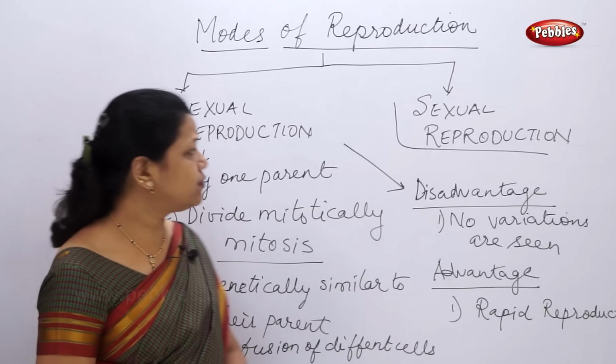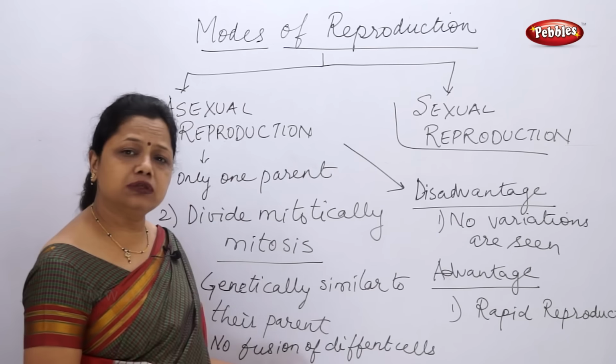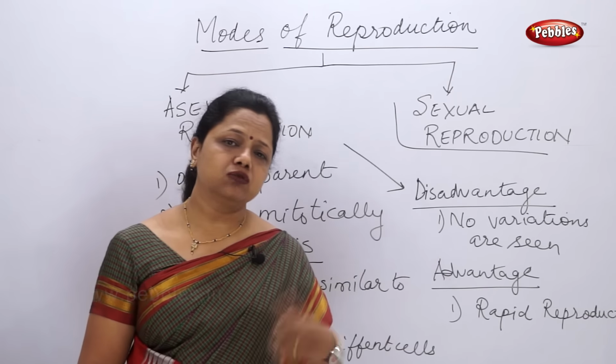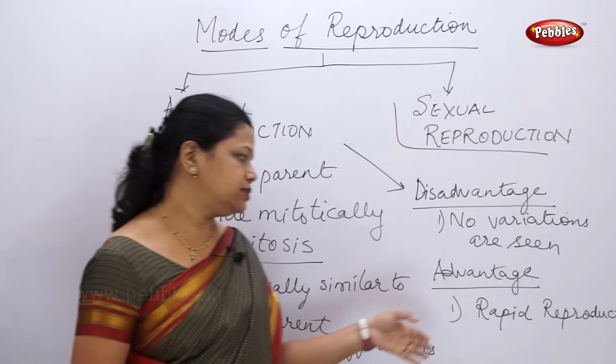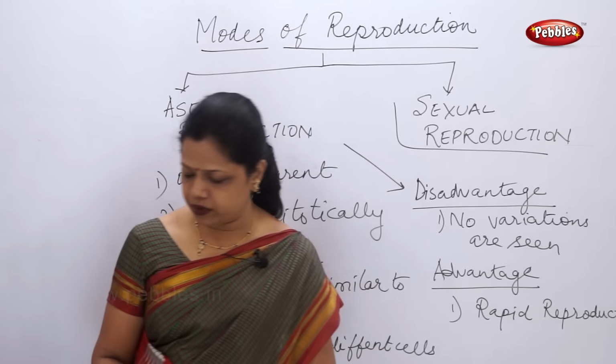Another disadvantage of this is no variations are seen, as the fusion is not possible in this case. So if there is no fusion, no variations means no different type of organisms. And the advantage is rapid reproduction takes place in this type of asexual reproduction.